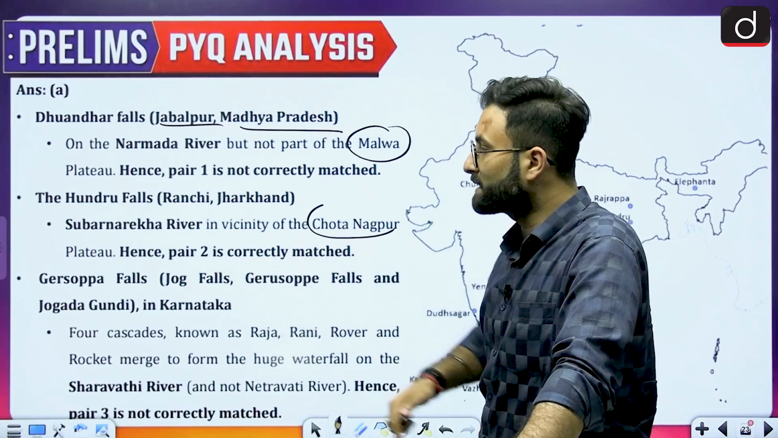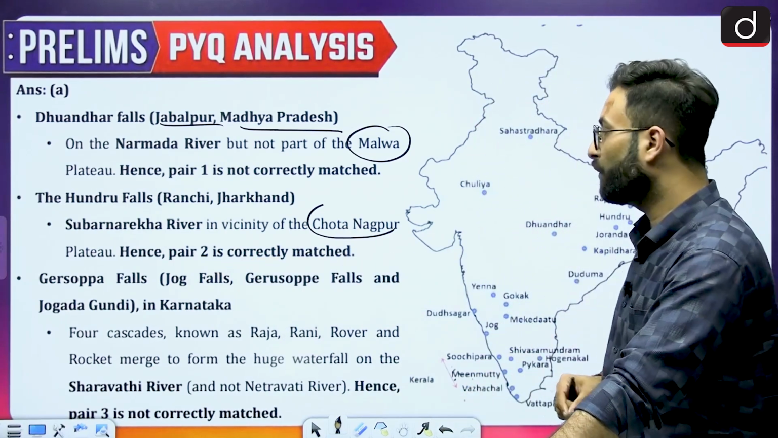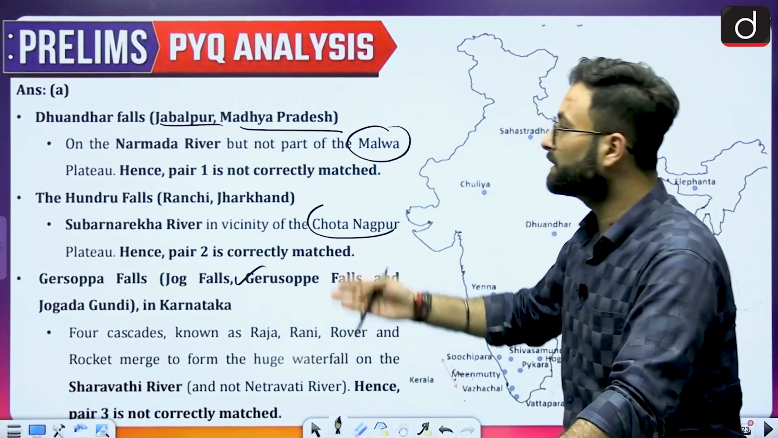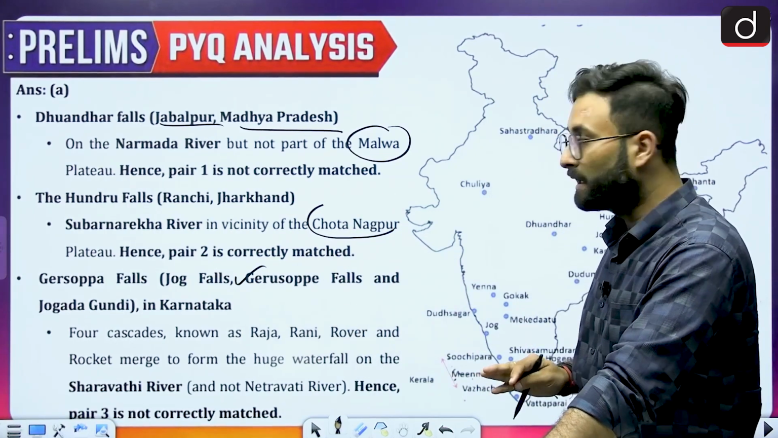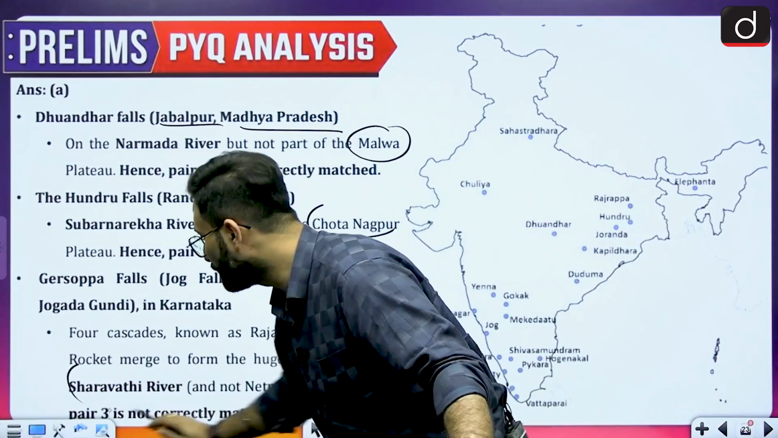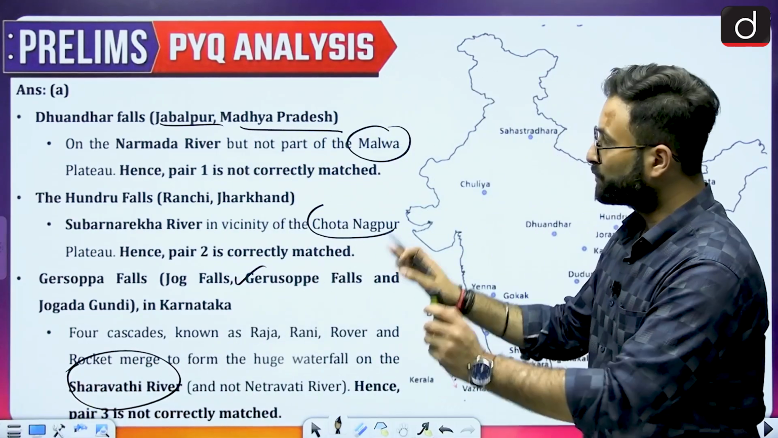Coming to the next one, that is Gairsopa Falls, also known as the Jog Falls or the Garusoppa Falls or the Jogada Gundi in Karnataka. It is on the Sharavati river and not on the Netravati river. So I hope that is clear.